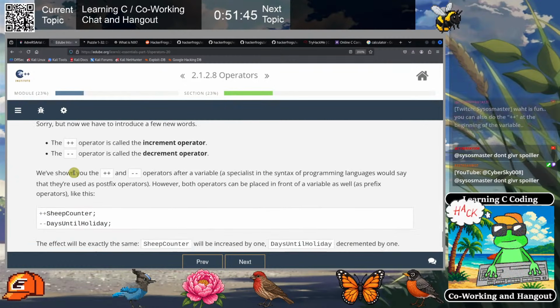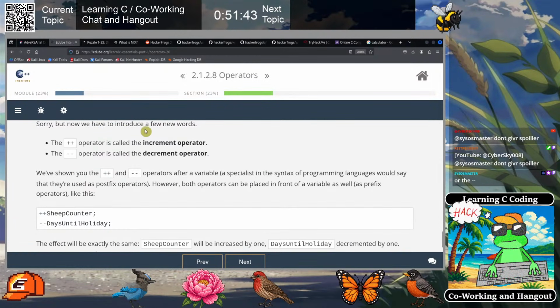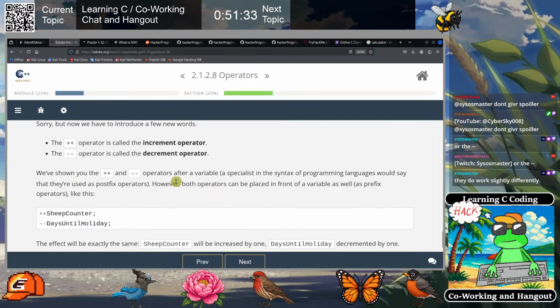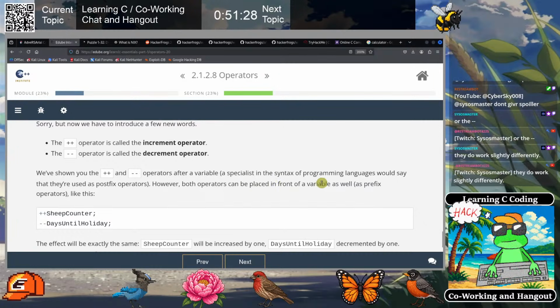Okay, so we have to introduce some new words. The plus plus operator is called the increment operator, and the minus minus operator is called the decrement operator. We've shown you plus plus and minus minus operators after a variable. A specialist in the syntax of programming languages would say that they're used as postfix operators. However, both operators can be placed in front of a variable as well, as prefix operators, like this.